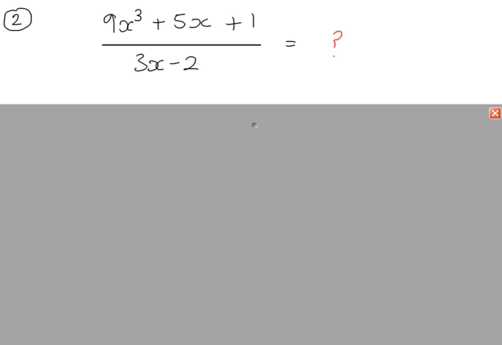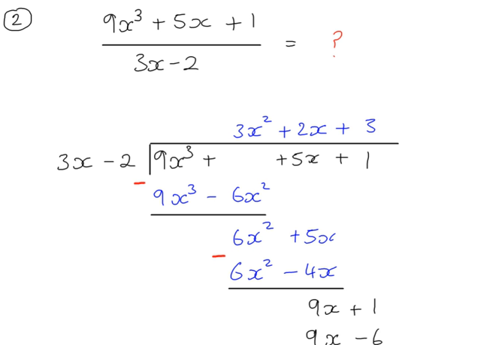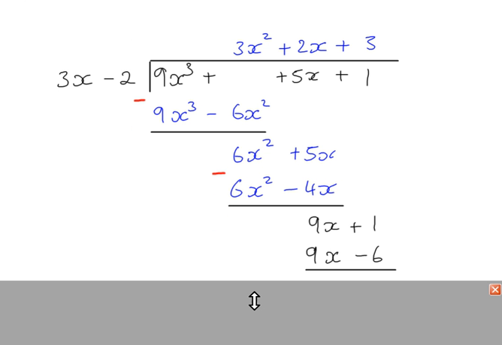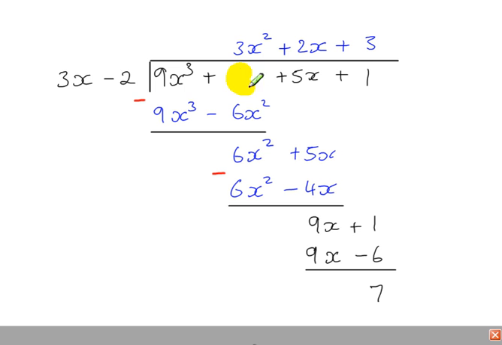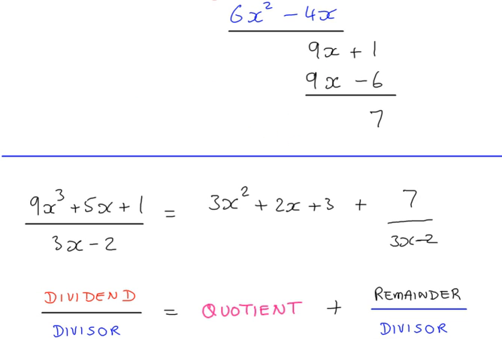Example 2. This time our polynomial here is missing an x squared term. So if you look at the solution, you'll see that I've left a space here for the x squared term, so that I'm still able to write all my x squared terms in this column. And then the final solution can be written in this form.